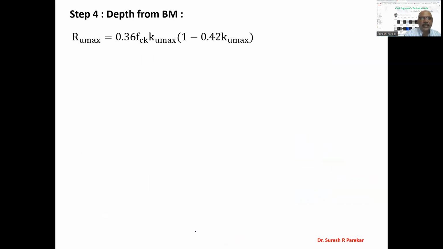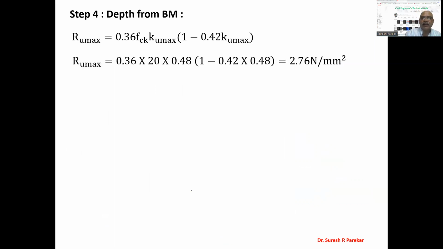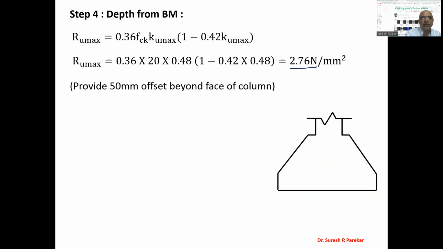Now, knowing this value, we are in a position to find depth from bending moment, for which we always have to design a balanced section. So Ru max, we have 0.36 fck Xu max, 1 minus 0.42 Xu max. Substitute values, we will get it as 2.76 Newton per mm square. Now I will not go in detail with this.